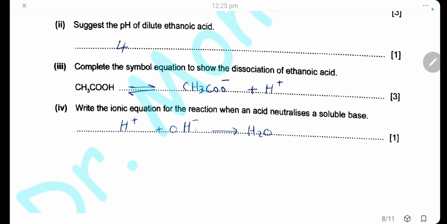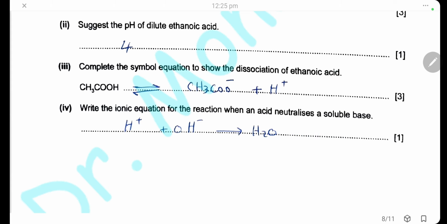Write the ionic equation for the reaction when an acid neutralizes a soluble base. A soluble base means an alkali, so it will have OH- ions, or hydroxide ions, and the acid will have protons. So we will have the equation between protons and hydroxide ions, and the only product formed here will be water.